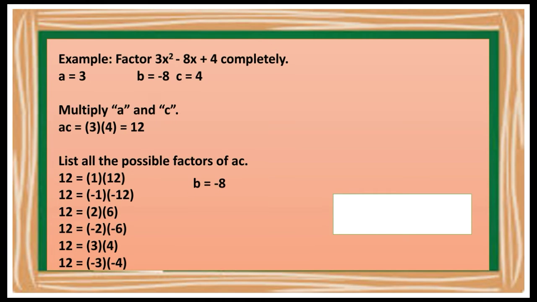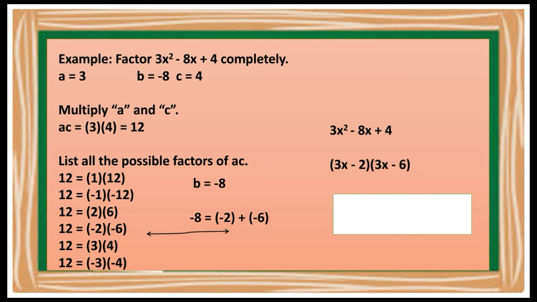Now note that the value of b is negative 8. Choose which of these factors will give you the sum of negative 8. Here, the sum of negative 8 comes from the factors negative 2 added to negative 6. Here you go. Now to factor this expression, we have 3x squared minus 8x plus 4.